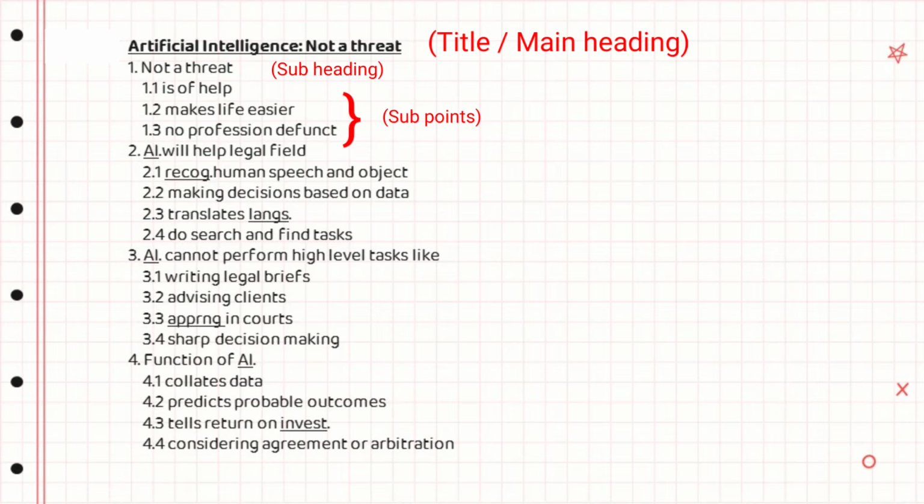Fine. Then you have 2.1, recog, human speech and object. 2.2, making decisions based on data. 2.3, translate slangs. 2.4, do search and find tasks. So these are the subpoints of the subheading 2. Got it? Similarly, the third and the fourth subheadings go. Okay, and you can see that the abbreviations which are used have been underlined. Fine.